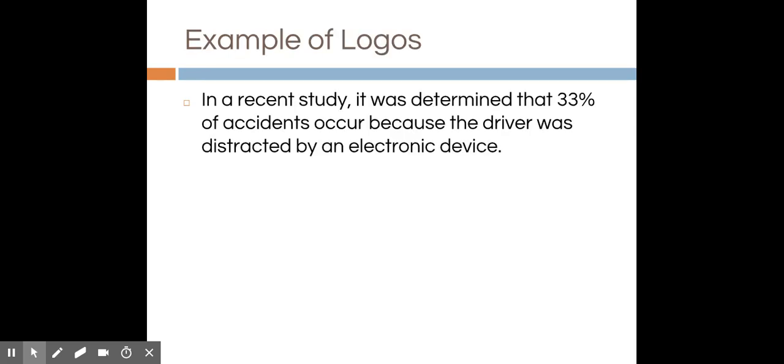So this example is just one that I made up. "In a recent study, it was determined that 33% of accidents occur because the driver was distracted by an electronic device." So it's a one-off situation where I'm providing this piece of information, and realistically, that percentage is pretty low. It's probably much higher than that.